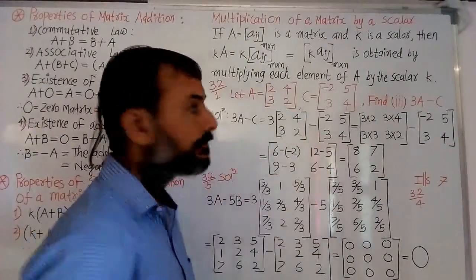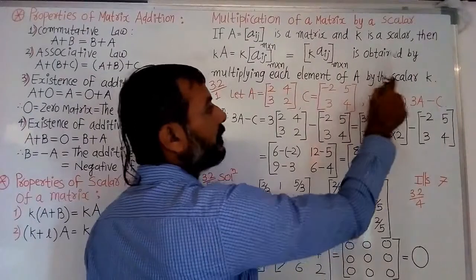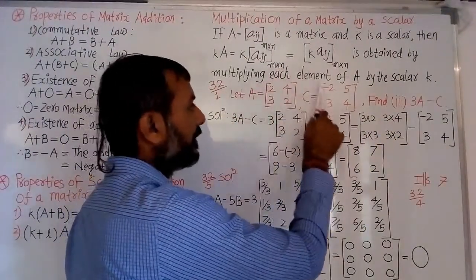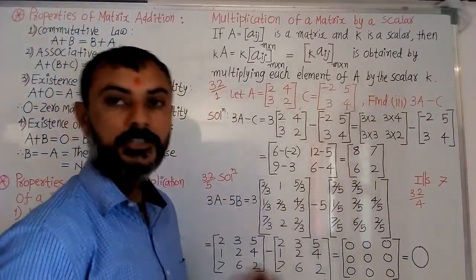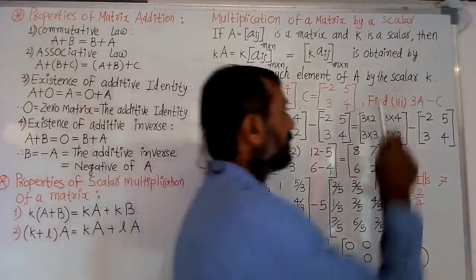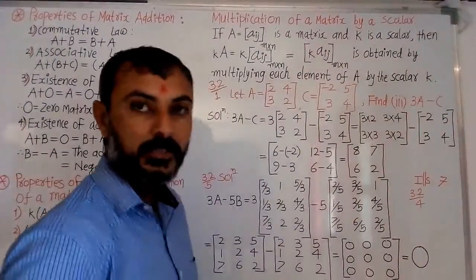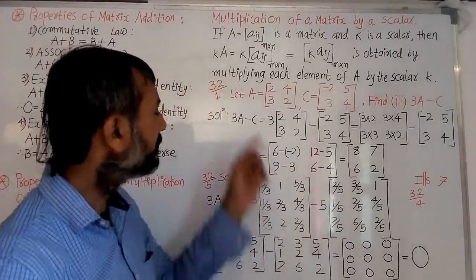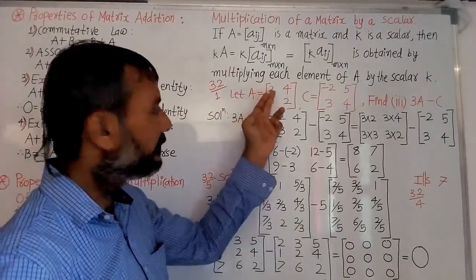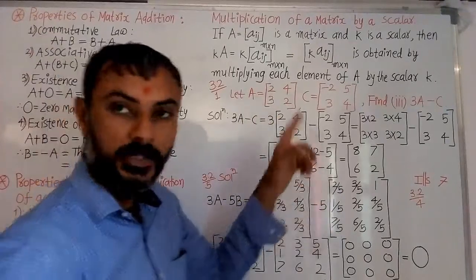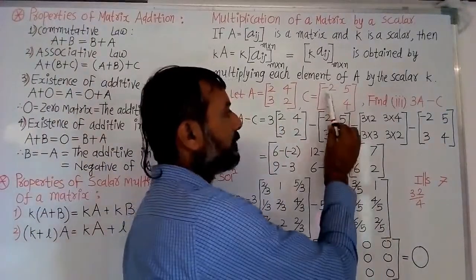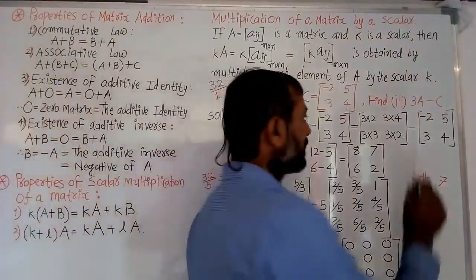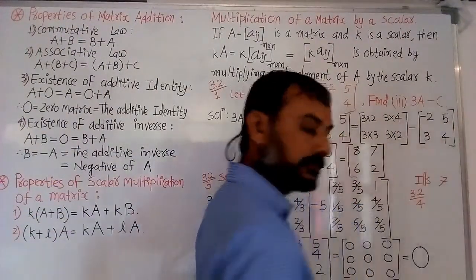Simple, I write here. This matrix is obtained by multiplying each element of matrix A by the scalar k. Very simple. Let's take one example to understand the topic. Let A be a matrix of order 2 by 2: 2, 4, 3, 2, and matrix C of order 2 by 2: minus 2, 5, 3, 4.